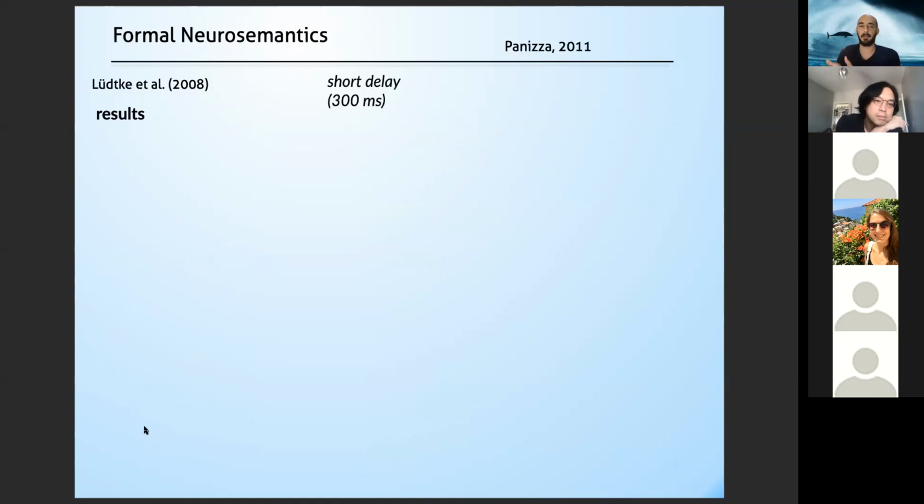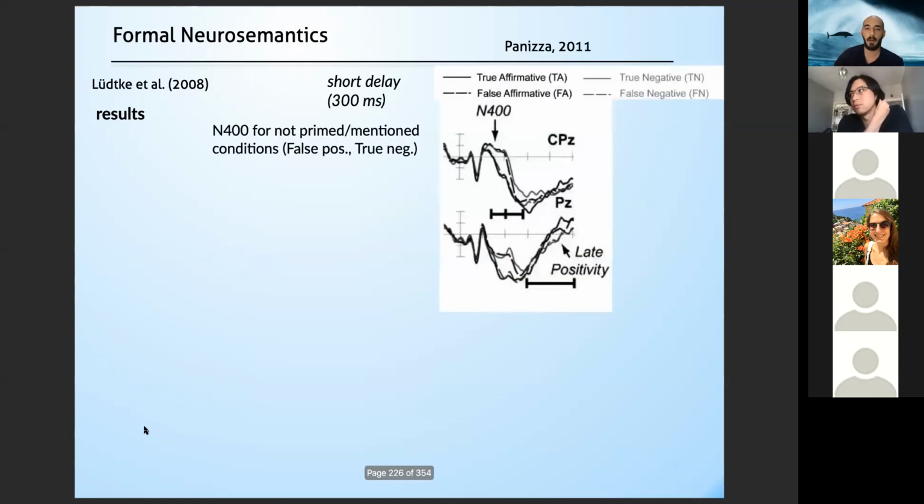And then what happens? In this experiment, they had an interesting manipulation. They gave two different delays between the end of the sentence and the presentation of the picture that you had to verify. The one was a short delay of 300 milliseconds, so very, very fast. And the other one was, I think, 1 second, 1 second and a half.